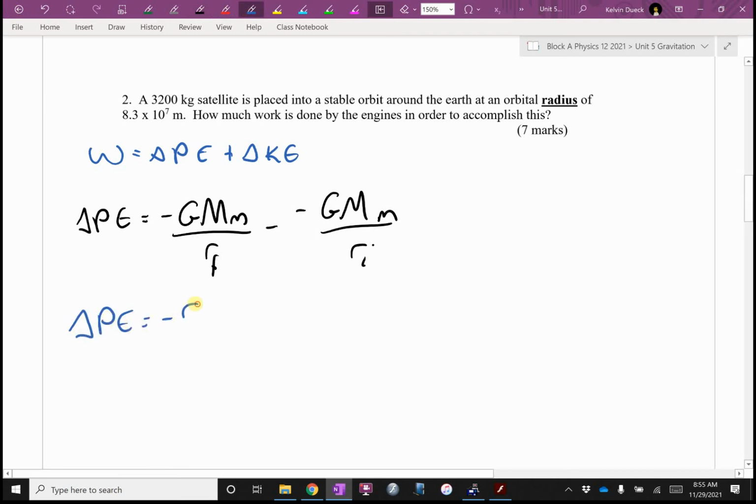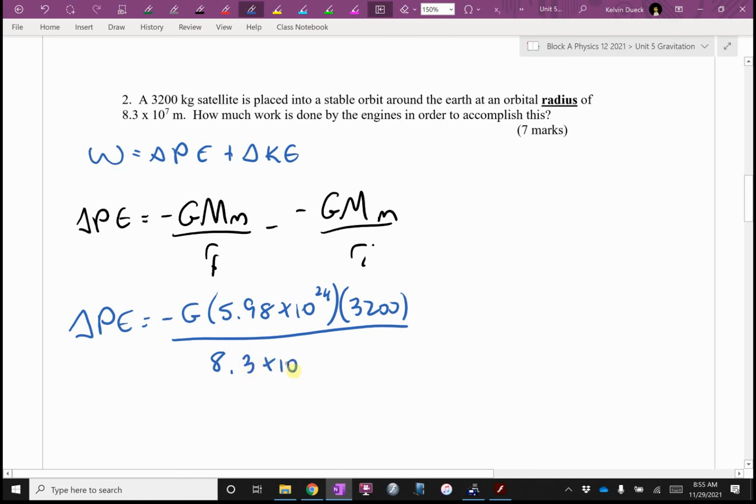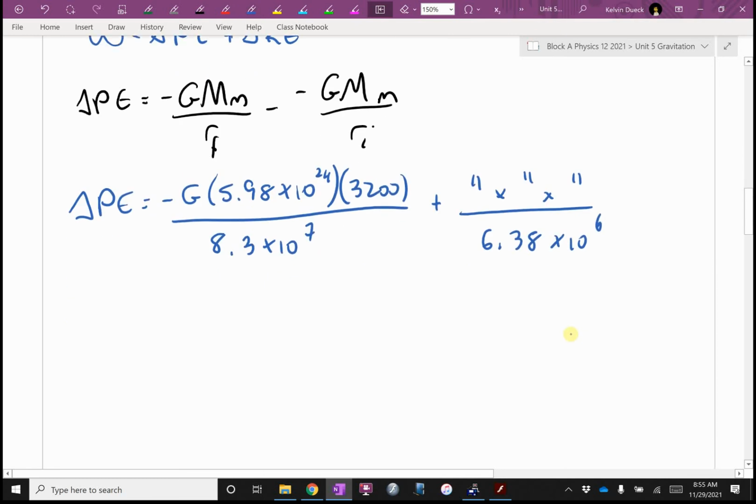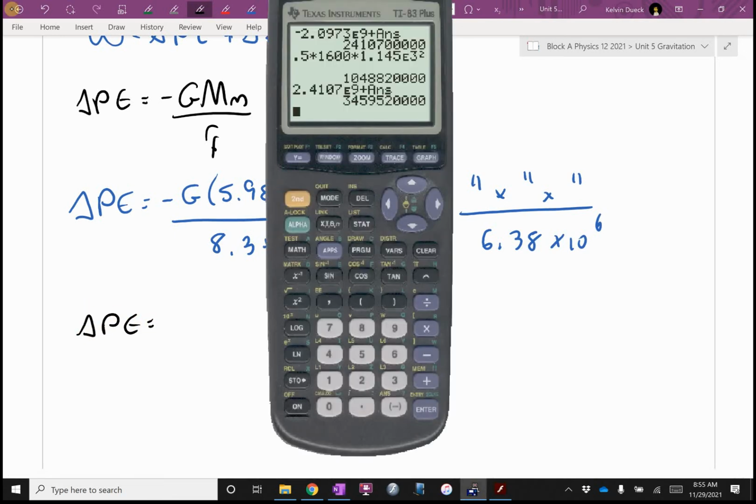It's going to be negative big G. We're around the Earth again, 5.98 times 10 to the 24th. Little m is 3,200. They gave me an orbital radius at least, so 8.3 times 10 to the 7th. Plus, same thing times same thing times same thing, all over 6.38 times 10 to the 6th. It's going to be some heavy-duty typing.